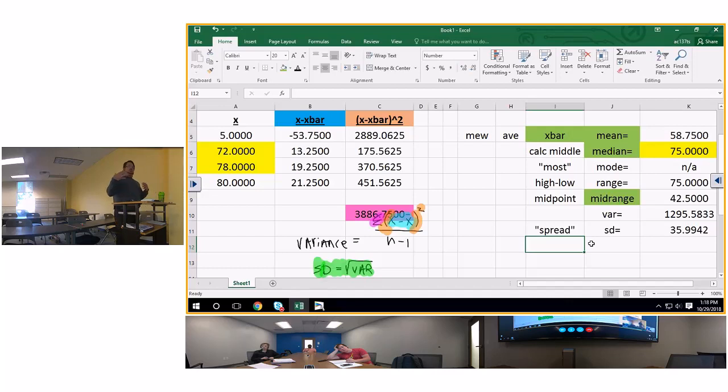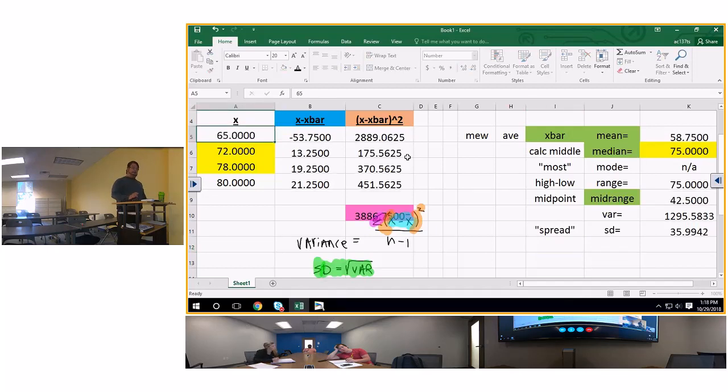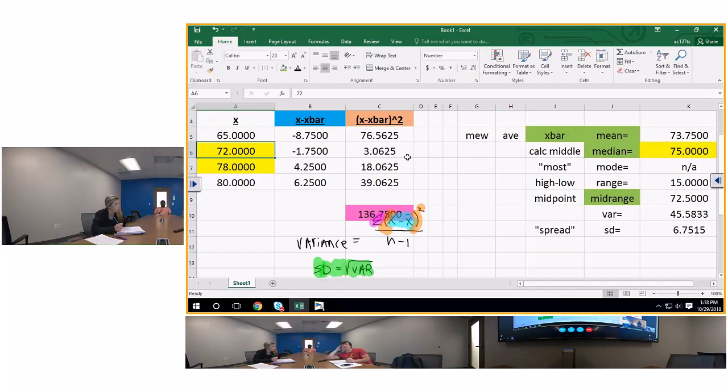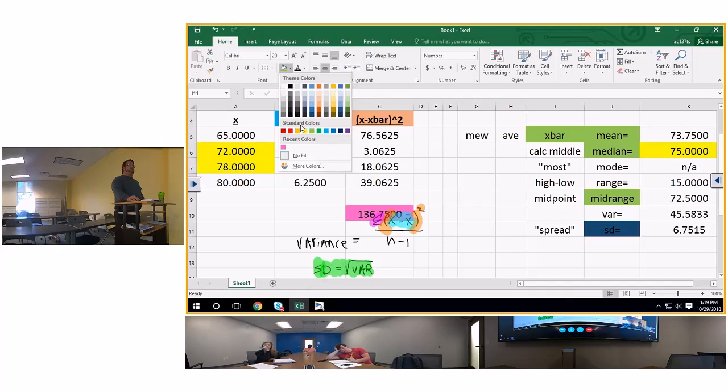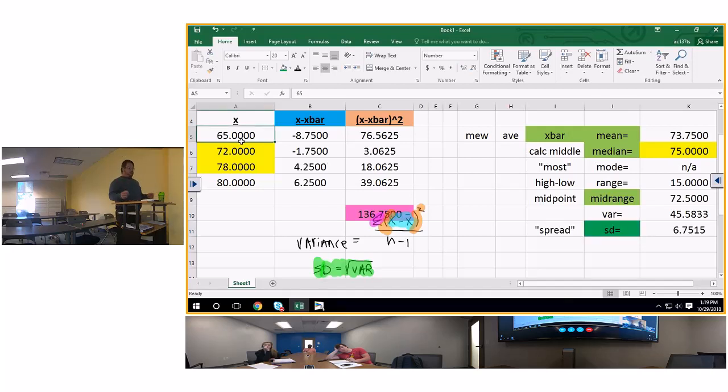Okay, so the 35.99. Let me put another number in here. Let's put a 70 or 65. Look at the mean, median, and mid-range. It's going back to being very close together, and look at the spread. The spread is 6.7. So these 3 indicators are very important. We'll color that one dark green, because they all tell you if the data is leaning a certain way or if it's pretty much right down the middle.